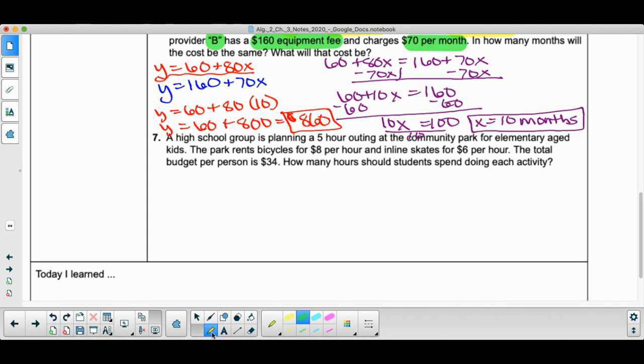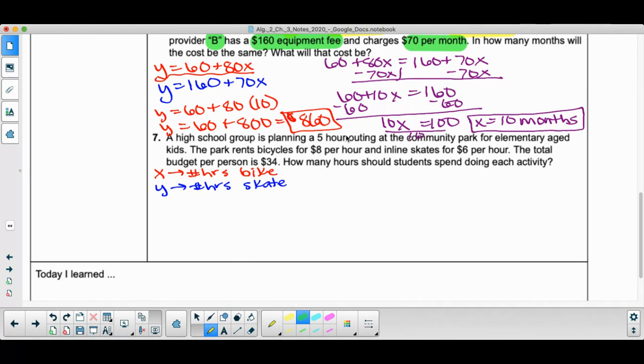So our hint here, or our key, is how many hours should students spend doing each activity. So they're going to be spending a certain number of hours biking and a certain number of hours skating. Okay, one of our variables, let's call it x, is going to be number of hours biking. And then our second variable, y, will be number of hours skating. Now let's see how we can combine those so we have two equations, a system that we can compare here.